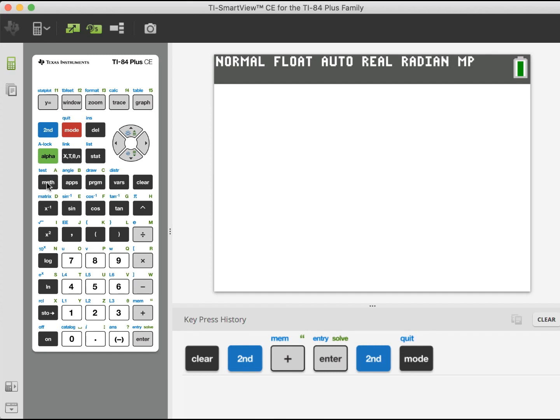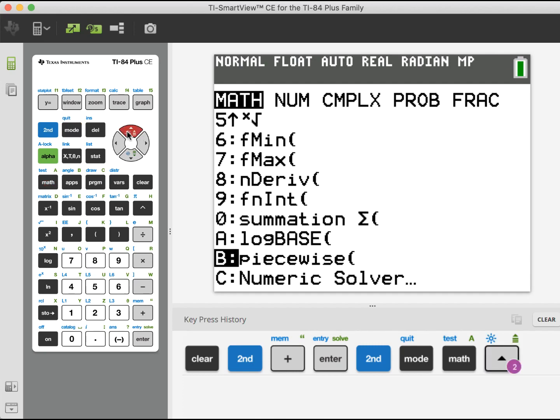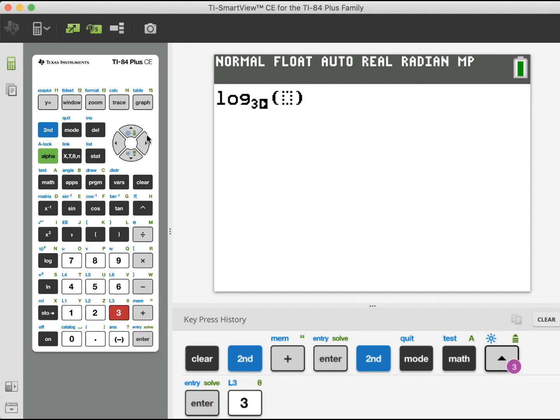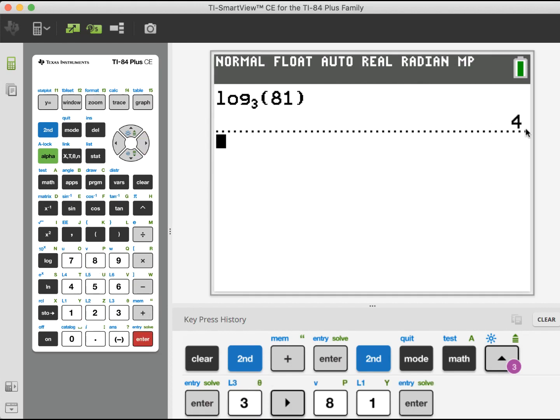Okay, so if we press math and go up until you see log base, click enter, notice that we have log base a of a square. And that's just allowing us to write down exactly what we see. So the first one was log base 3 of 81. And then just click enter. And notice that it says 4. That's exactly what we found.